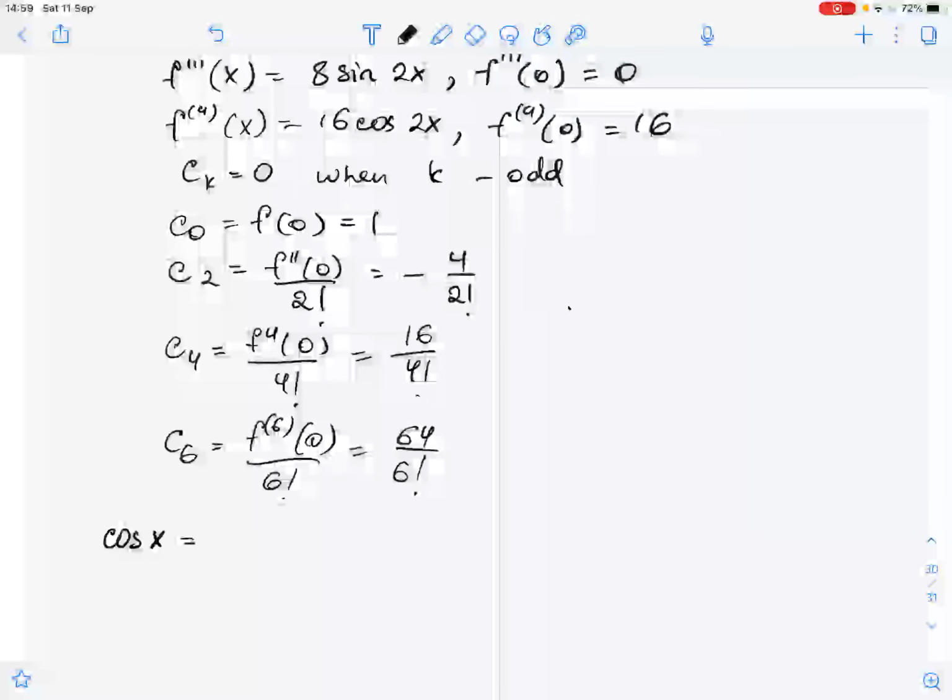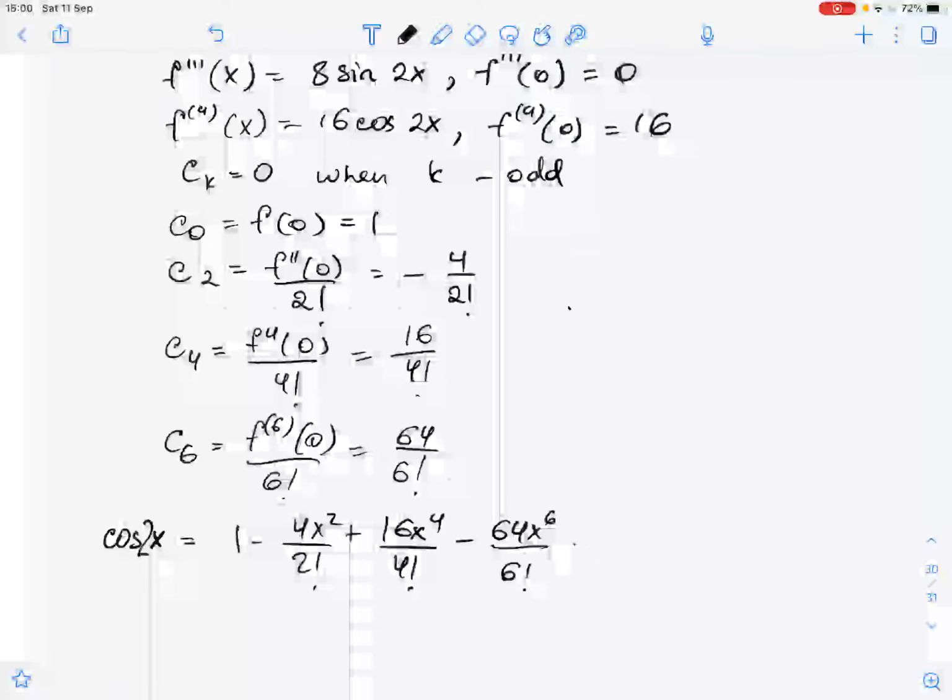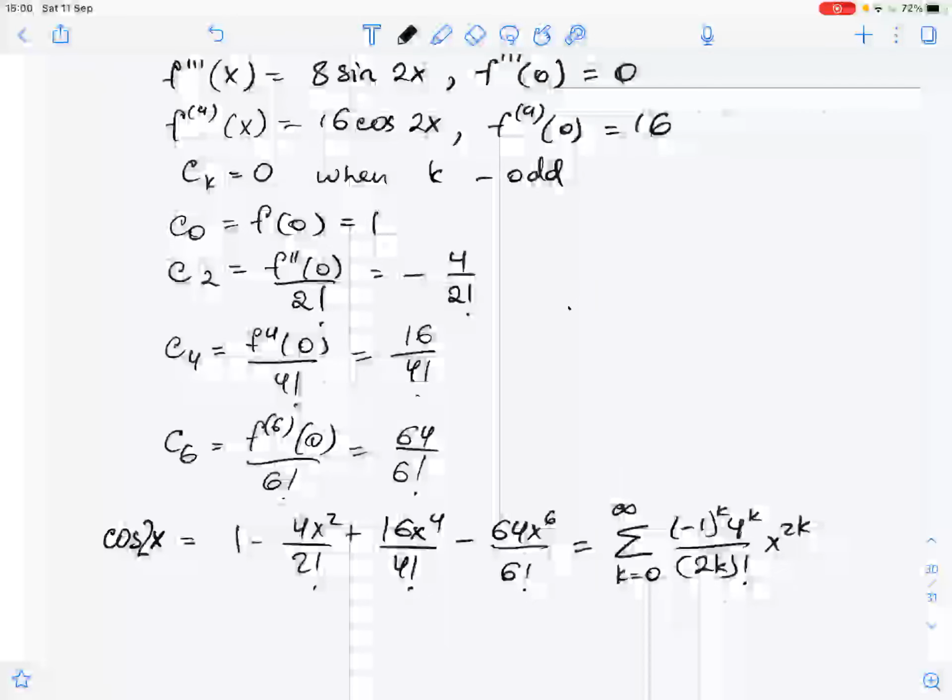the Taylor series for cosine of 2x is 1 minus 4x squared over 2 factorial plus 16x to the fourth power over 4 factorial minus 64x to the sixth power over 6 factorial, and so on. And it equals the sum of (-1) to the power of k times 4 to the power of k over (2k) factorial multiplied by x to the power of 2k, where k goes from 0 to infinity.